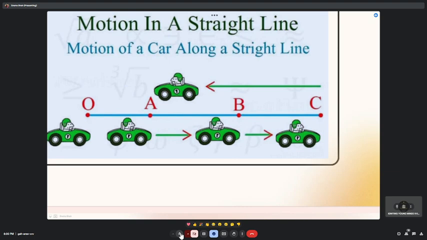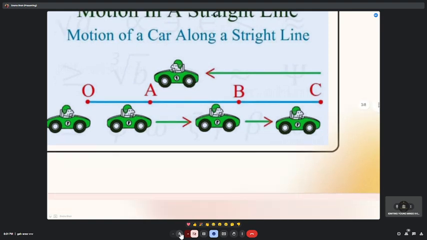So it has taken 4 hours for the car to reach from O to A, and the distance only being covered is 10 kilometers. So 10 upon 4 is your velocity here. And when you write the velocity, you write O to A. Okay, this is very basic understanding of velocity.